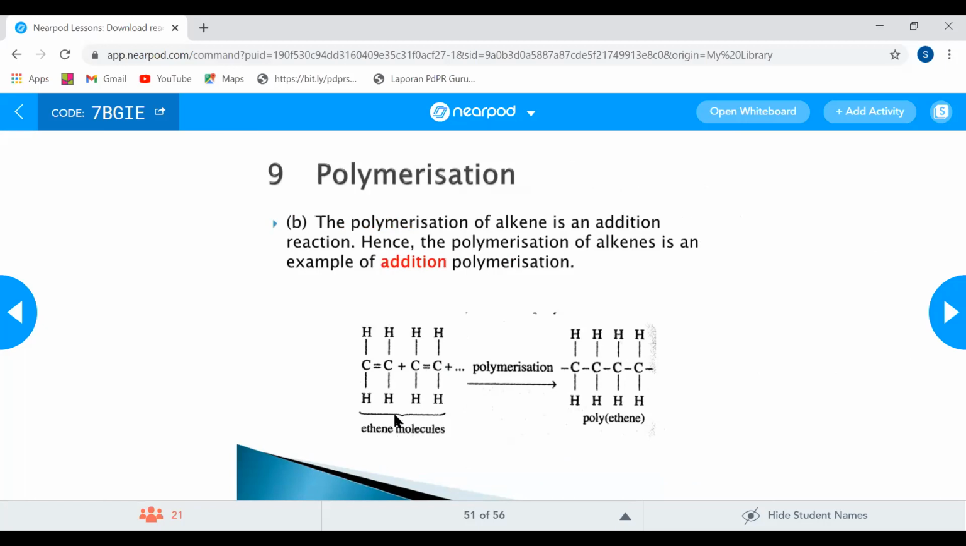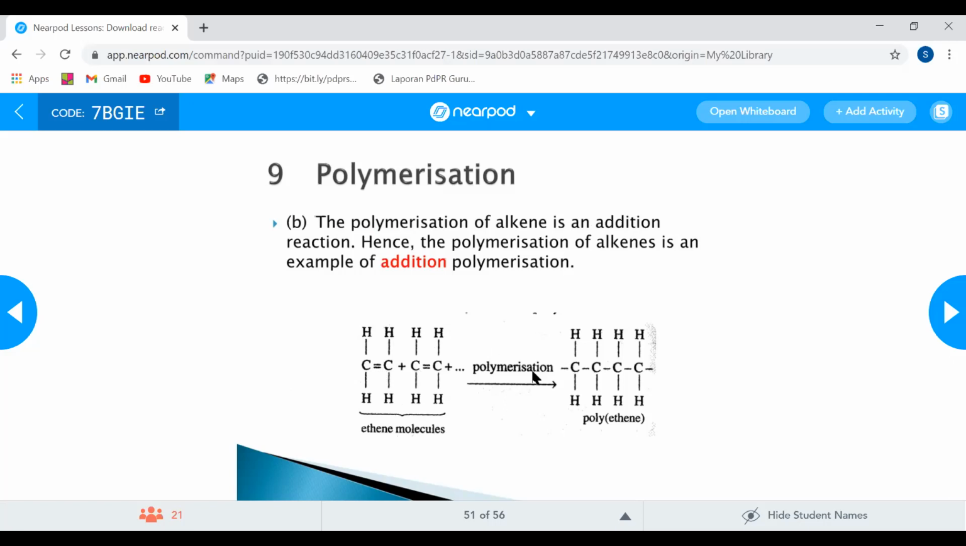Okay, ethene is C2H4. So this is my first ethene molecule, the one teacher is circling. I add another ethene molecule. Let's say I got 1,000 more ethene molecules. I add all these ethene molecules. Remember, whatever I want to start with is always called a monomer. And my monomer must have a double bond. Can you see the double bond here?